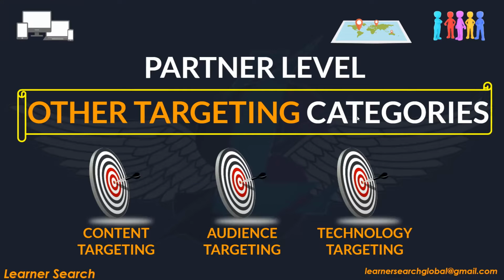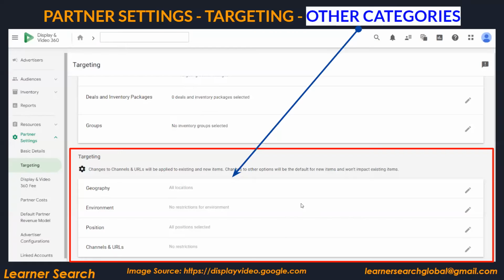Let's look at the other targeting categories at the same partner level. Other targeting categories like content targeting, audience targeting, and technology targeting. Partner level settings of other categories are shown in this picture. Click partners. Under that, partner settings, you can see the targeting. Under that, you can see various targeting options: geo, environment, position, channels, and URLs. Geo falls under audience targeting, whereas environment, position, and channels and URLs fall under the content category.